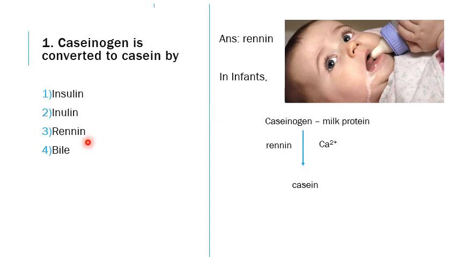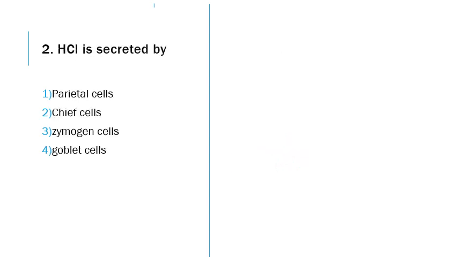This renin is secreted from the gastrointestinal tract, that is, the stomach. This renin is not present throughout our life. By the time of adult age, the secretion will stop.